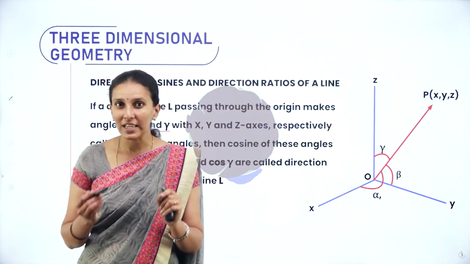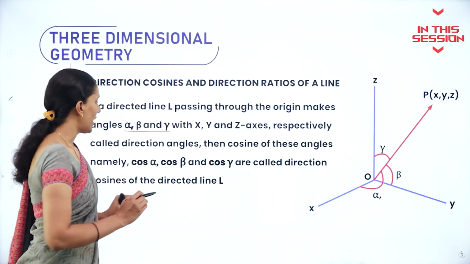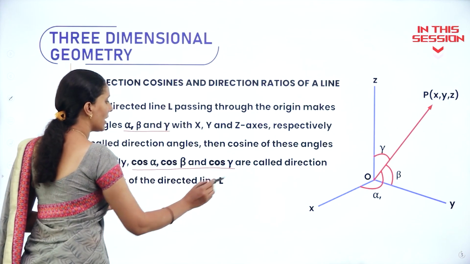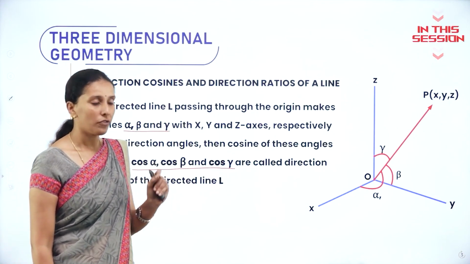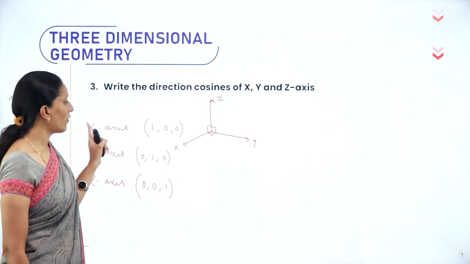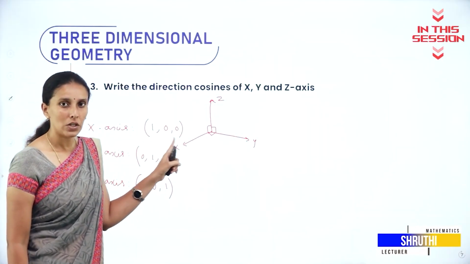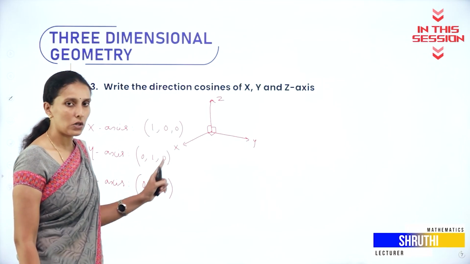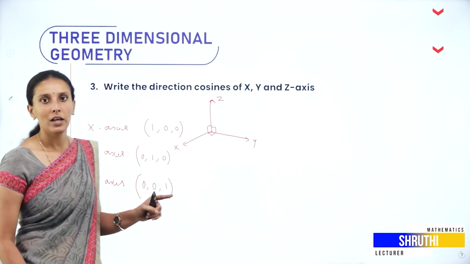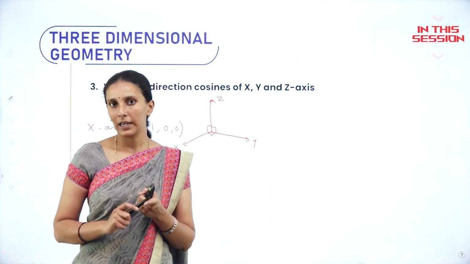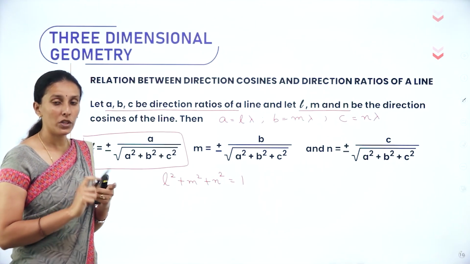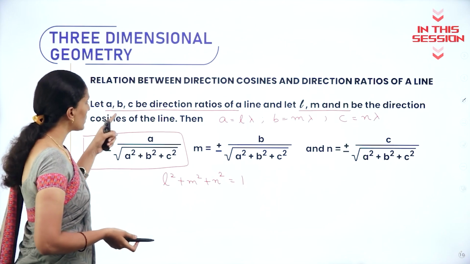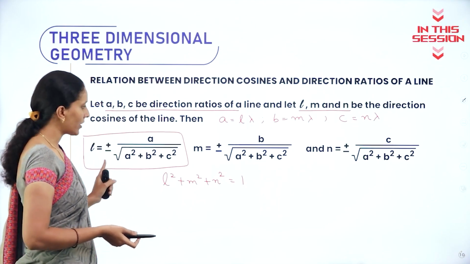The cosine of these angles, that is called as the cos alpha, cos beta and cos gamma, are called as the direction cosines of the line L. The direction of x-axis is 1, 0, 0, y-axis is 0, 1, 0, z-axis is 0, 0, 1 based on the mutually perpendicular planes. So whenever direction ratios are given without any angles, then using direction ratios we can find direction cosines.